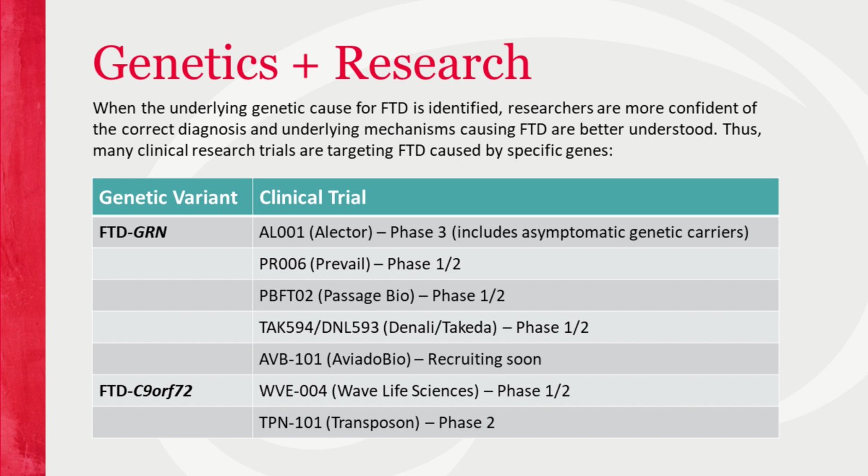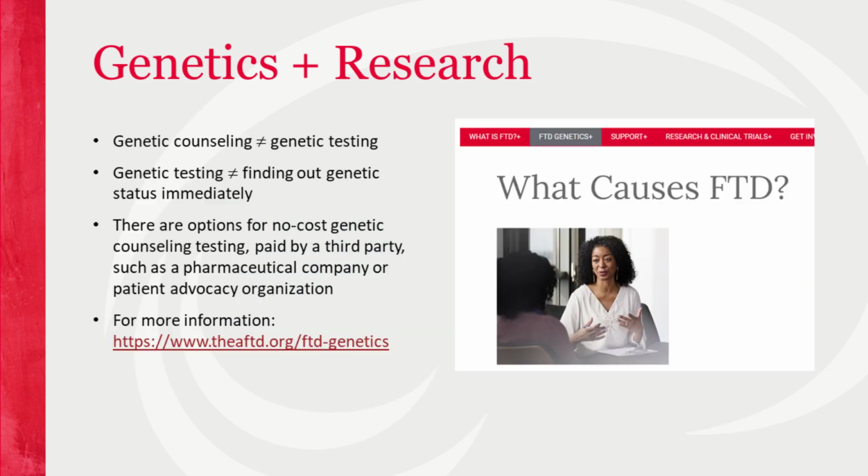This is a list of some of the active clinical trials underway, and you'll see that these studies are targeting FTD caused by GRN and C9orf72, and trials for these and other genes are in the planning stages. Researchers believe that what is learned from these trials will have implications for FTD caused by other genes and sporadic FTD. And while there is incredible momentum in FTD research right now, one of the biggest challenges is finding eligible participants.